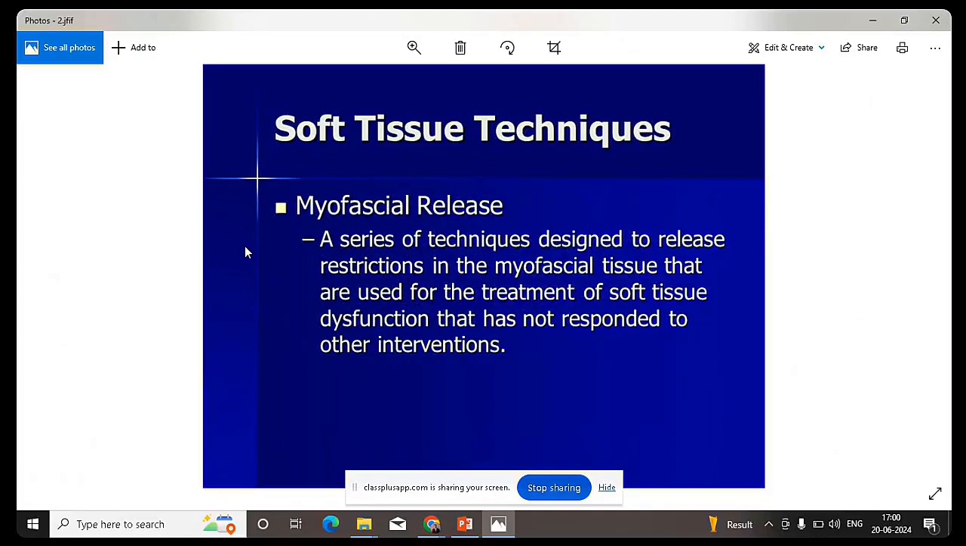The next technique is the myofascial release. Those who have attended my earlier lectures may have gone through the myofascia. What is the myofascia? Myofascia is a covering at multiple levels from deep tissues to the superficial skin, and therefore myofascia is the fascia which is covering the muscles, and it is also divided into two parts: the deep myofascia and the superficial myofascia. So it is a series of techniques designed to release the restrictions in the myofascial tissue, used for treatment of soft tissue dysfunction that has not responded to other interventions.